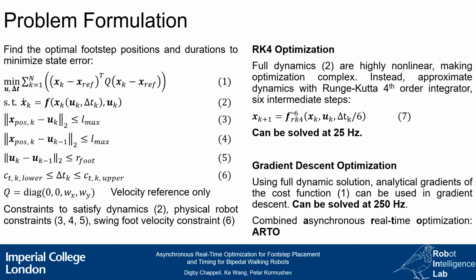We use two optimizers. The RK4 optimizer uses a Runge-Kutta fourth-order approximation to the system dynamics to simplify the nonlinear optimization, which can be solved at 25 Hz. The gradient descent optimizer uses the full system dynamics with calculated analytical gradients and constraints reformulated as penalty functions to find approximately optimal footsteps at 250 Hz. These are combined as asynchronous real-time optimization, RTO.